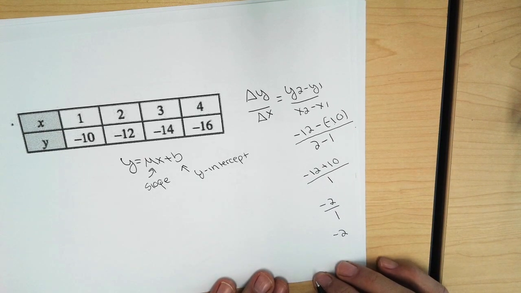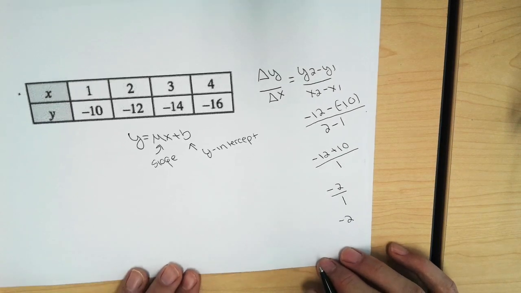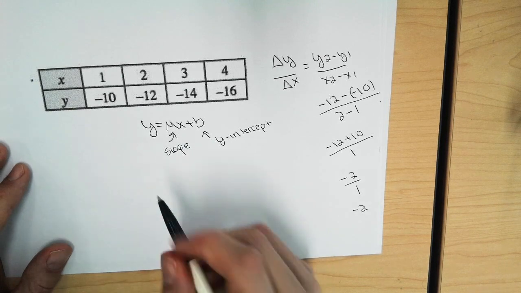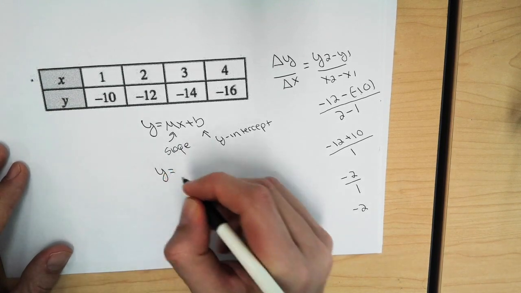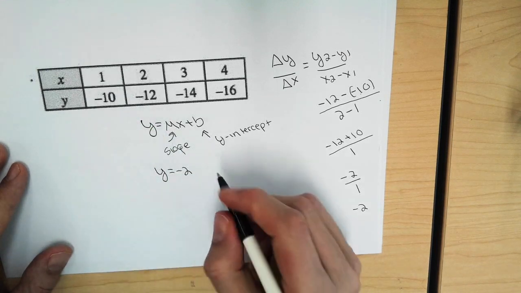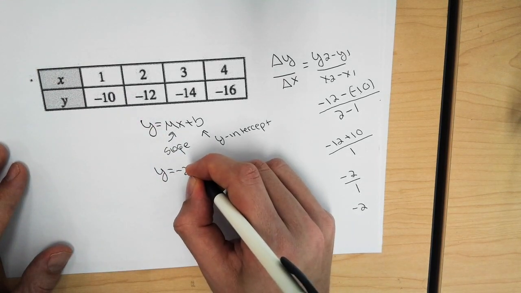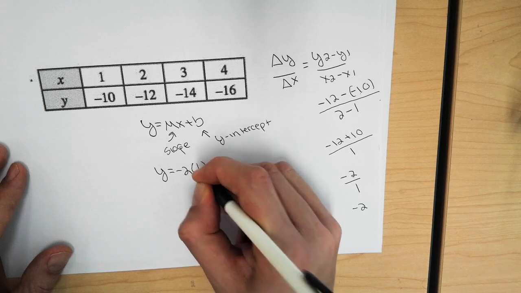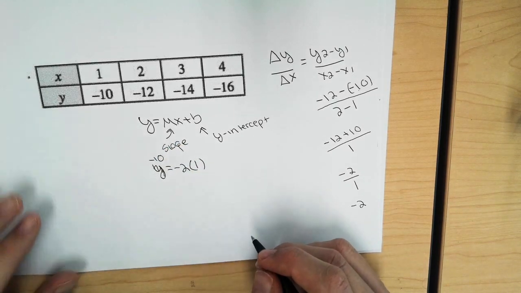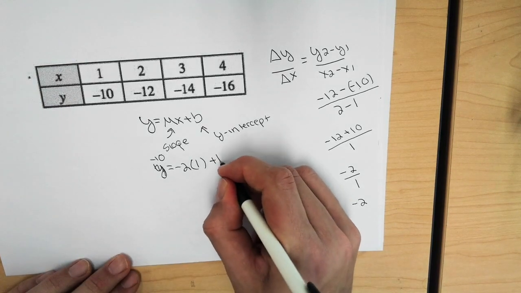Now we've determined what our rate of change is, we can begin using our formula. So we have y is equal to minus 2. Let's pick x, the first one here. Change this to minus 10, but it's not too messy, plus b.